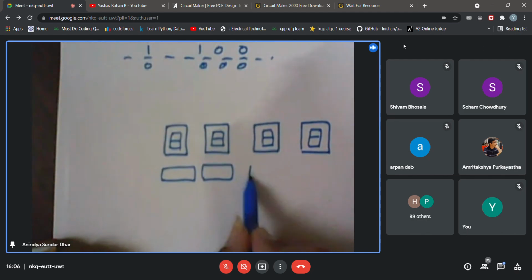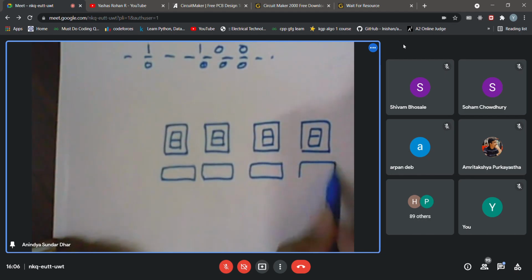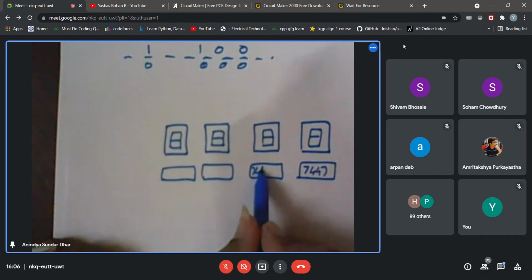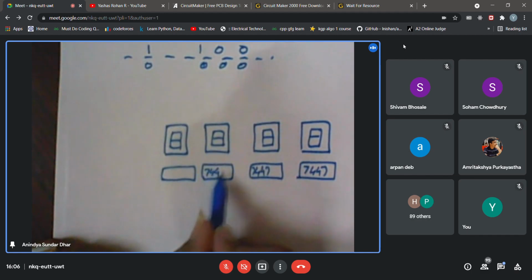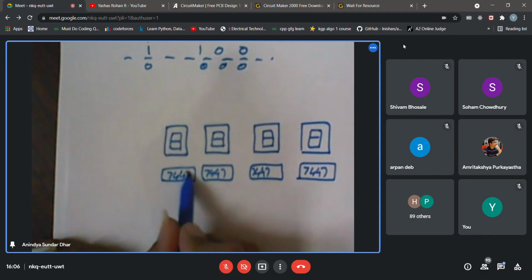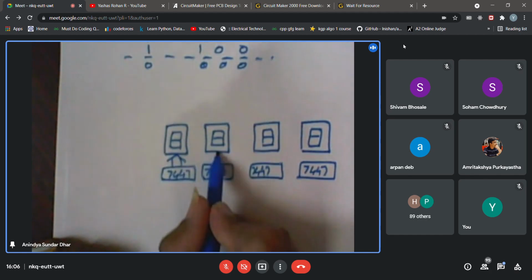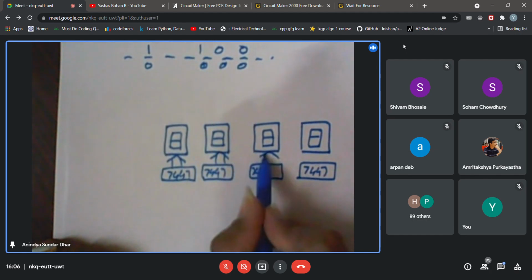7447 will be connected to each of them. So I am not drawing all 7 connections, I am just showing it with a wide arrow.